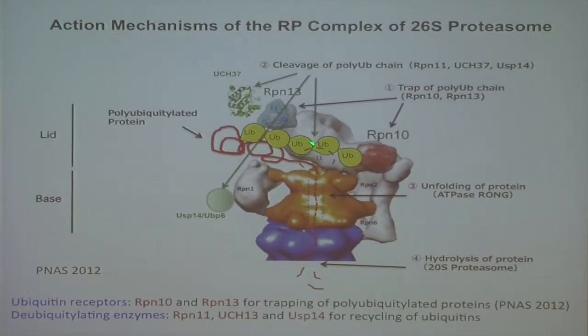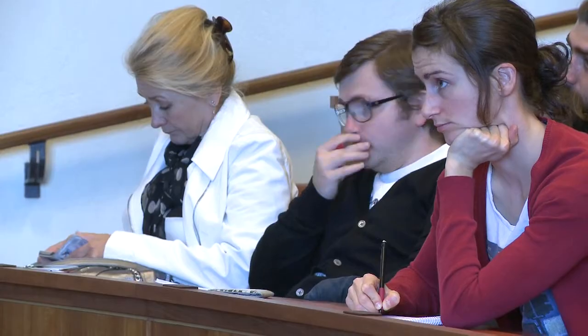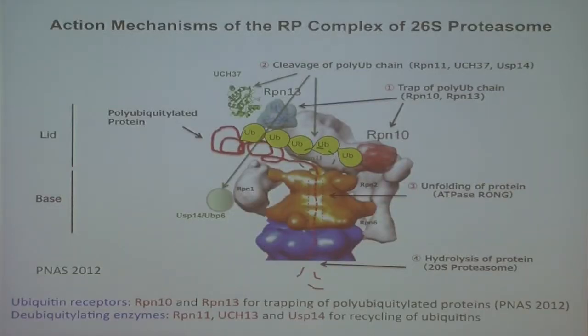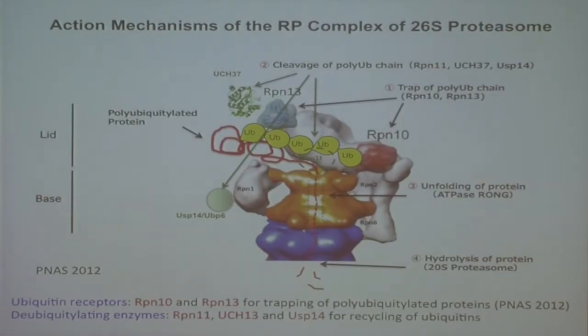So as you can see, these two RP complexes contain two unique subunits. One is the ubiquitin receptor, RPN10, RPN13, which can trap polyubiquitinated protein. And also ubiquitin is very important, so for recycling of them, three deubiquitinases are associated in this complex. The ubiquitin is cleaved after trapping and recycled.